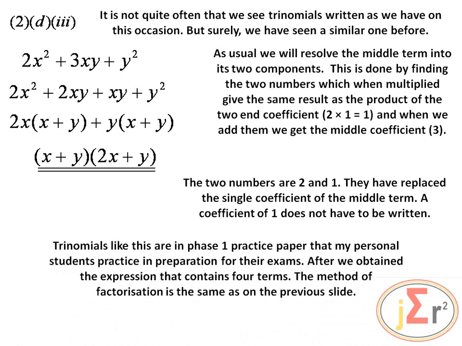Trinomials like this are in phase 1 practice paper that my students practice in preparation for their examinations. After we obtain the expression that contains 4 terms, the method of factorization is the same as on the previous slide. So after we have resolved this into its two components, arriving at our 4 terms factorized by grouping as before, and we have our factors. This form of trinomial is by no means difficult.